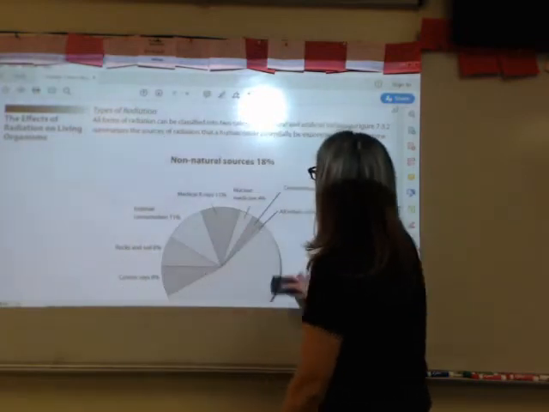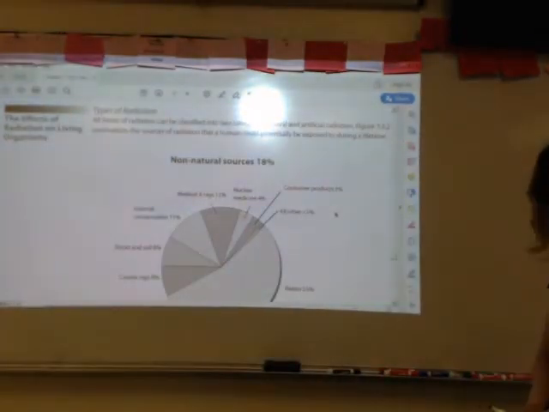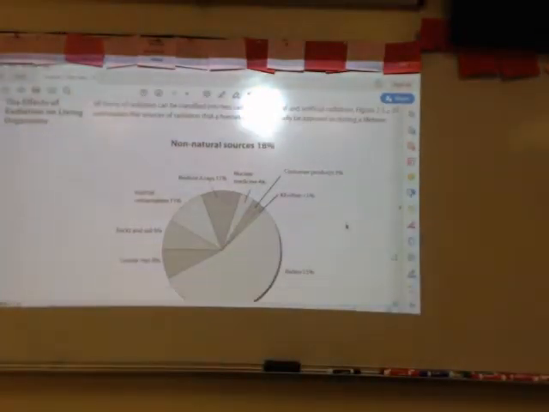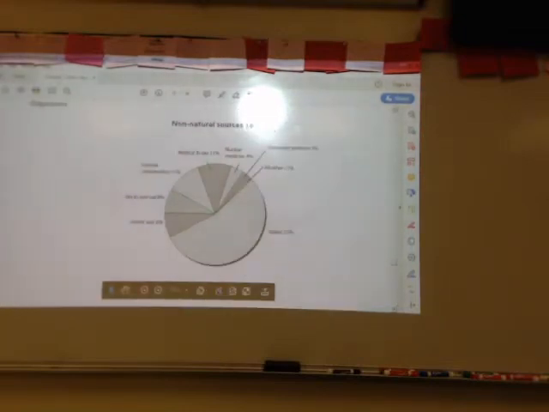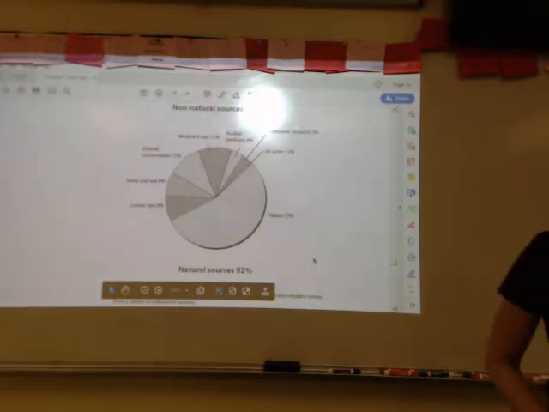All forms of radiation can be classified into two categories: either natural or artificial radiation. I wish I could make this smaller. There we go. That looks better.